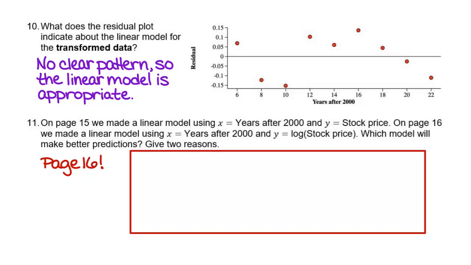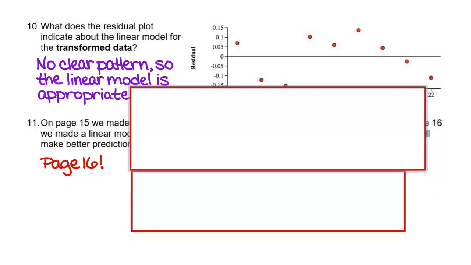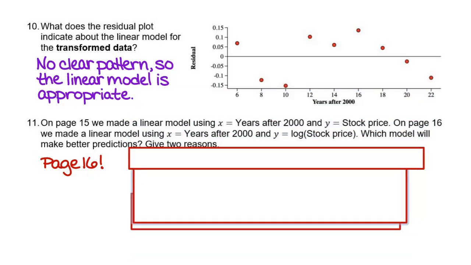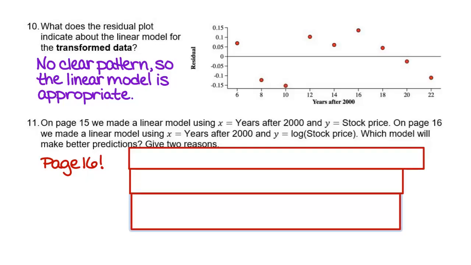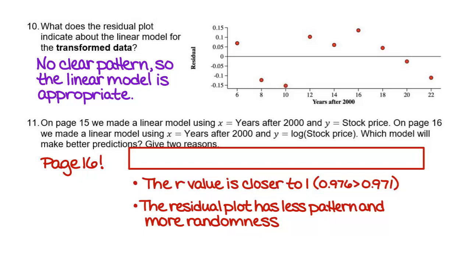It says give 2 reasons. We want to give at least 2 reasons. What's one possible reason? No clear pattern on the residual plot. The residual plot has less pattern and more randomness. Yes. Stronger R value. The R value is closer to 1. It's 0.976. Or sorry, it was 0.976.